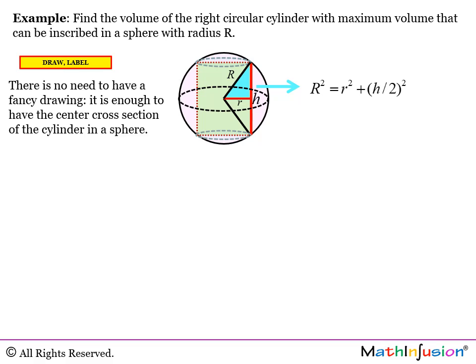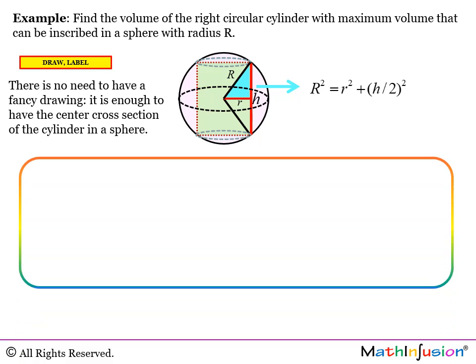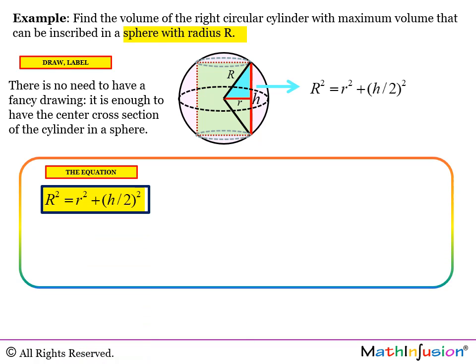And I already see connection here between everything. It's Pythagorean theorem. If you look at the triangle, you can see that capital R to the power of 2 equals small r to the power of 2 plus half of the height to the power of 2. So this is the equation.